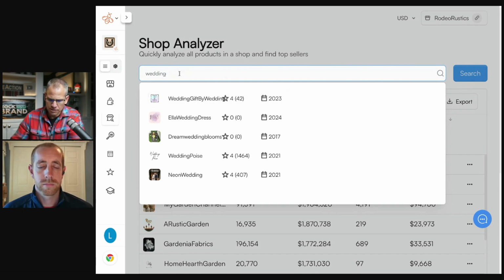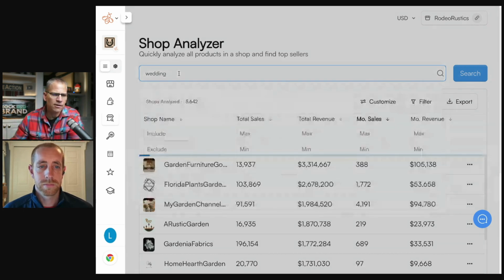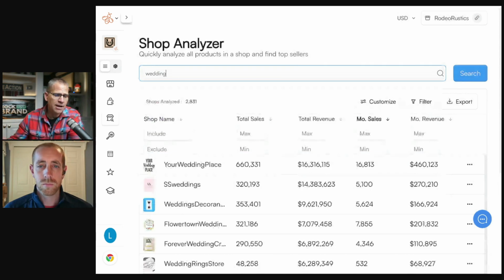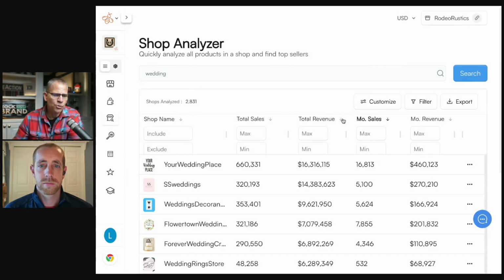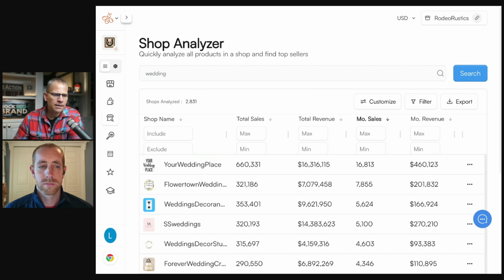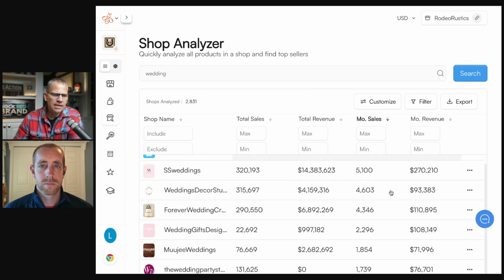Or I can just go, let me just get all the wedding stuff in. And I'm not filtering anything down. So I can go here and sort for total revenue, which it looks like it's already doing. Or I can go monthly sales, which will change. So let me go here and go back. Okay. So we have all of these.